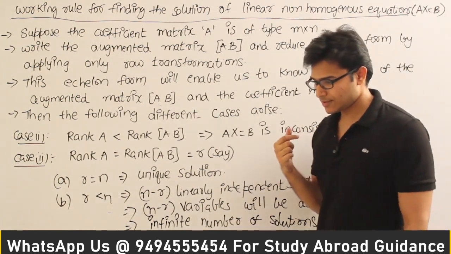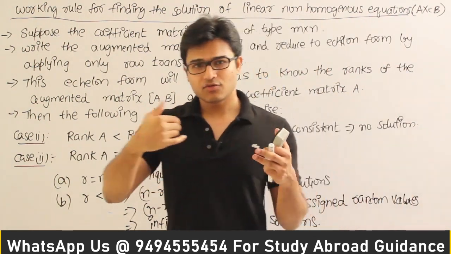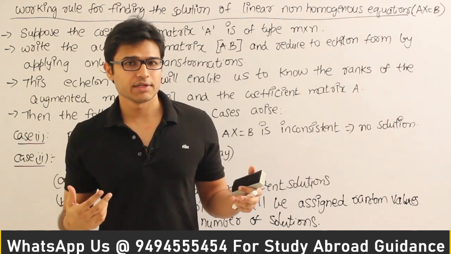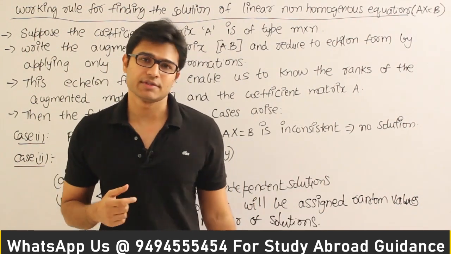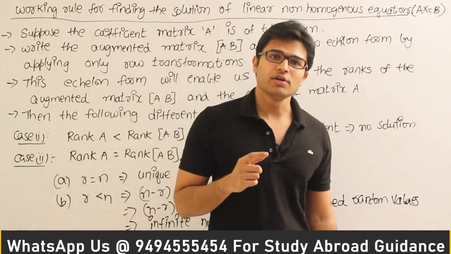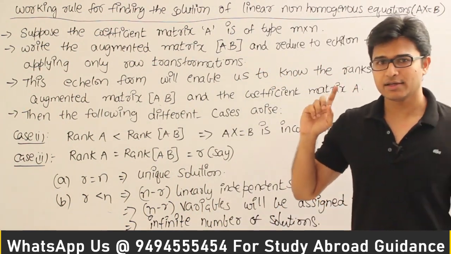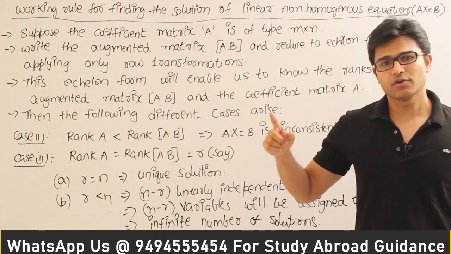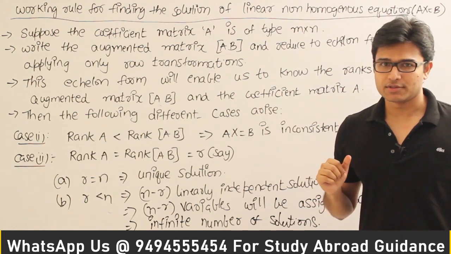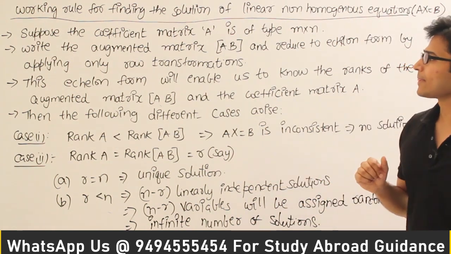Why row transformations? Because after getting the final form, I want to use it in order to solve the equation. That is why I am applying only row transformations without applying column transformations. Exactly the same way we did for homogeneous equations, if you remember.